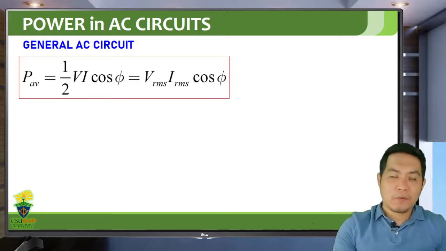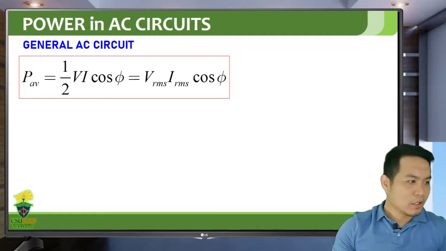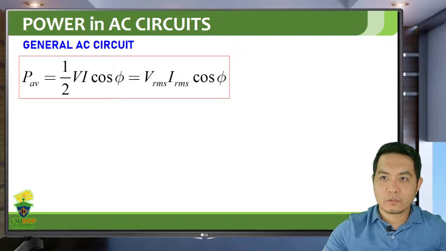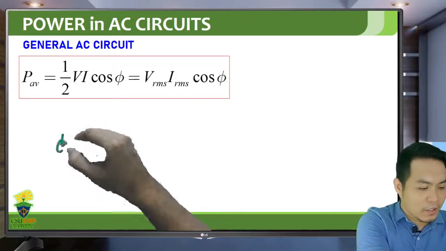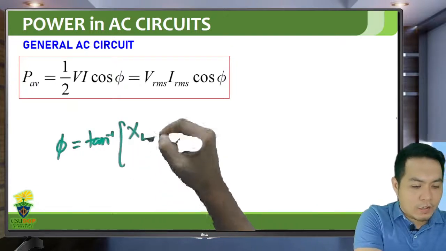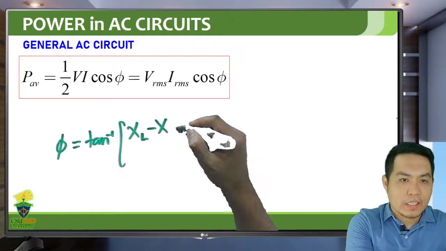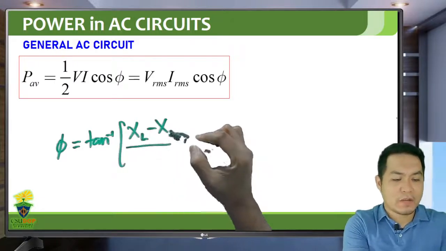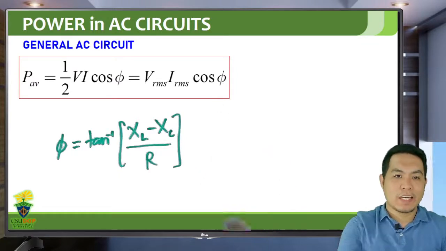But in general, phi is not 0 if the three elements are present. Actually, if I'm not mistaken, if you have a general LRC circuit, the phase angle is the inverse tangent of the inductive reactance minus the capacitive reactance, over the resistance R. So this is the phi in general.